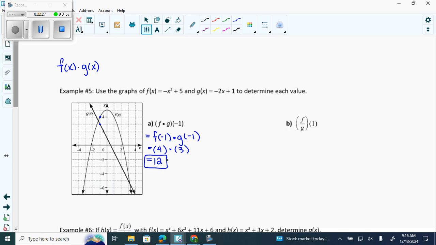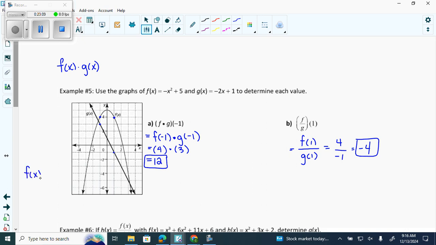Okay, this one's a division. F of 1 over g of 1. F of 1 is 4. G of 1 is negative 1. So it's negative 4. I want you to tell me, where would an asymptote occur? Would there be an asymptote or anything on this one with the division? When do you get vertical asymptotes? When you divide by what? 0. Exactly.